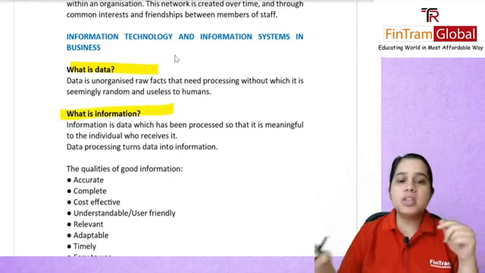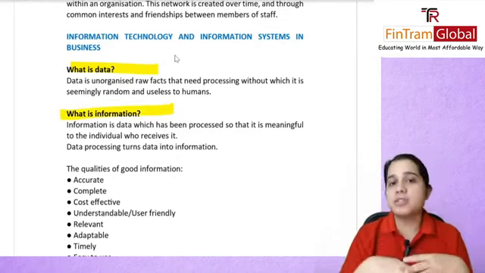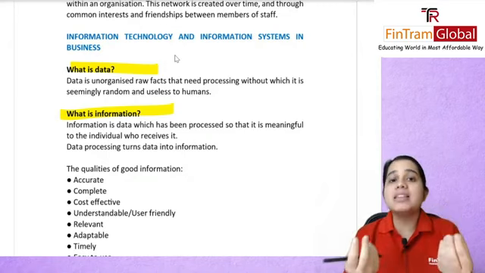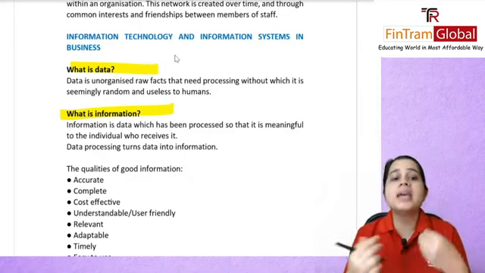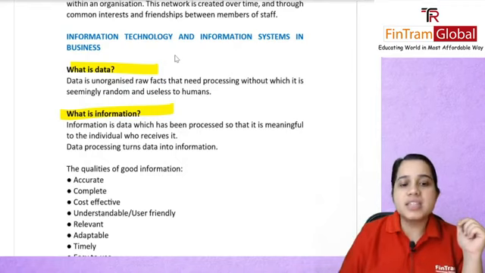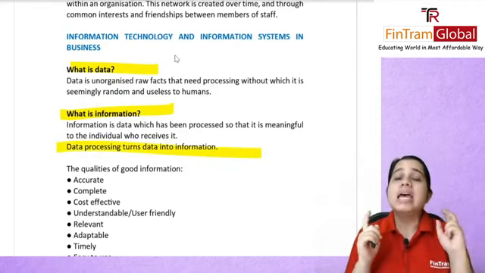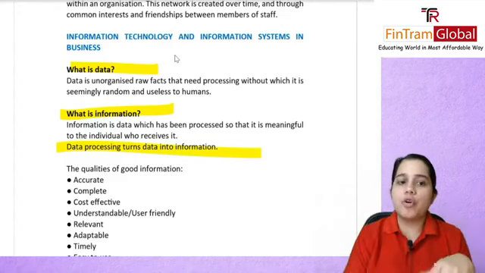Now, information is the data which has been processed. Once you process your data, it becomes information, something that is now meaningful for you to make decisions. Data processing will turn data into information. And we had also covered the differences between data and information.